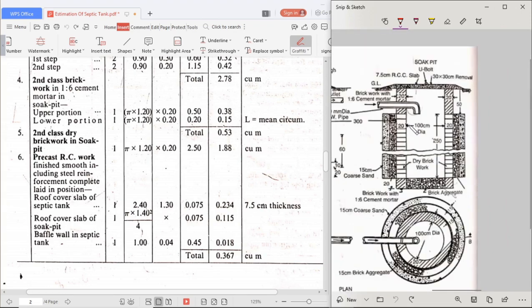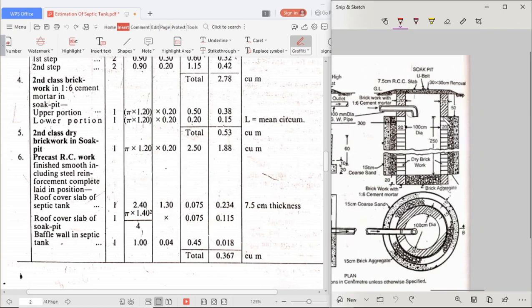Okay, as we started the brickwork, we will also finish the second class brickwork for the soak pit. In the soak pit we can see the shaded portion here. So this is brickwork, this is brickwork.